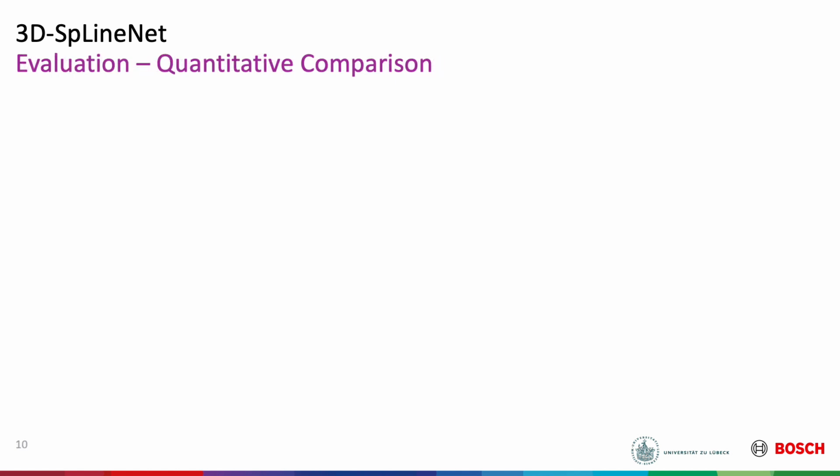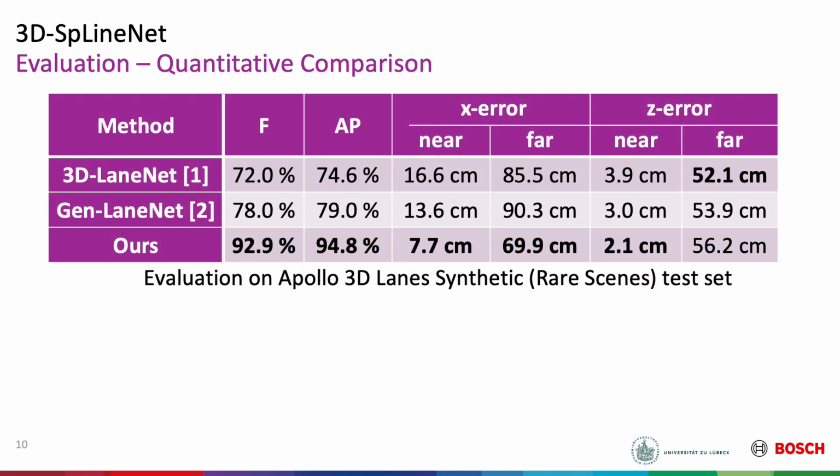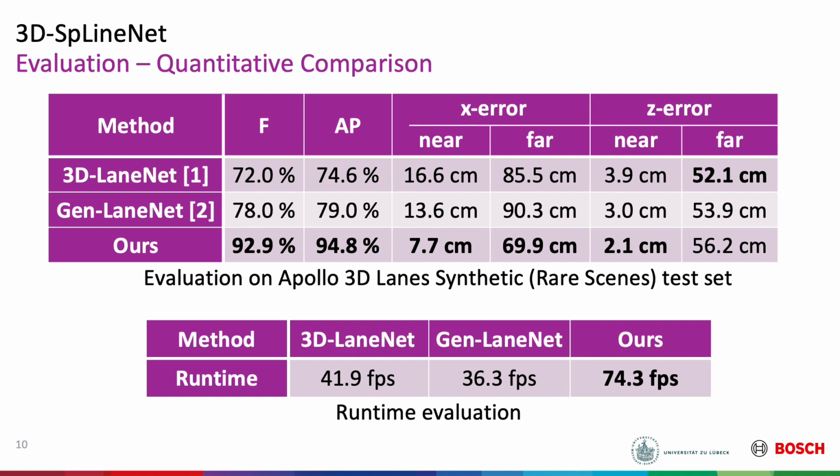We evaluate our approach on a synthetic dataset named Apollo 3D Lane Synthetic and compare it to two anchor-based approaches, 3D-LaneNet and GenLaneNet. Here we show the performance of each method on the challenging rare scenes test set. Note that our 3D-SpLineNet outperforms the other methods with respect to the detection scores by a large amount and also achieves lowest geometric errors with respect to most criteria. Since our method does not require time-consuming post-processing, it also achieves lowest runtime.